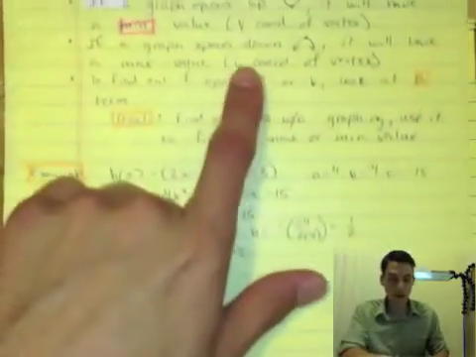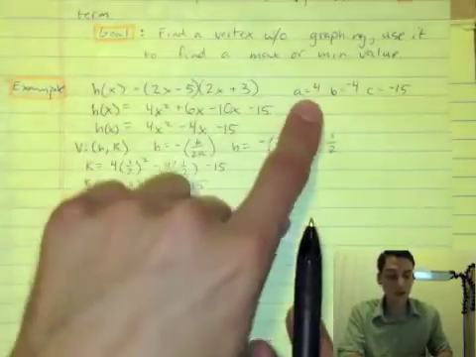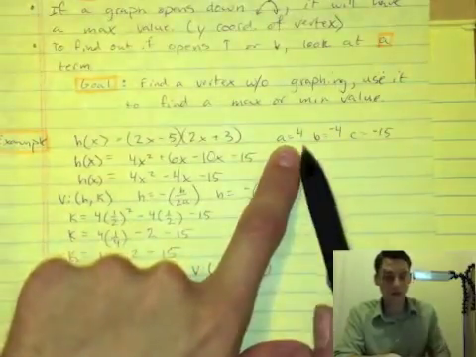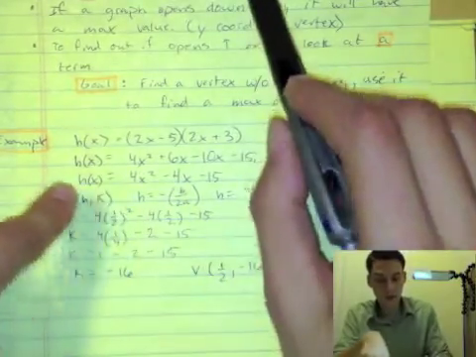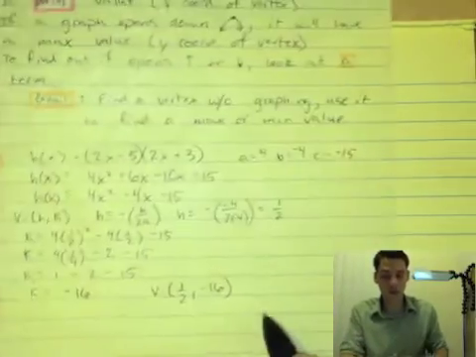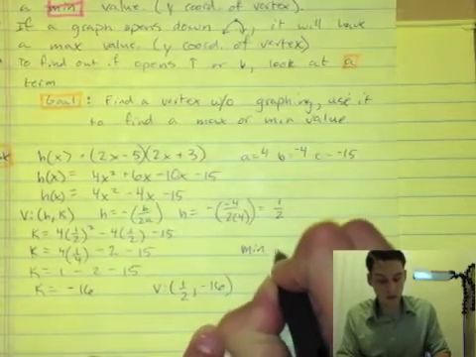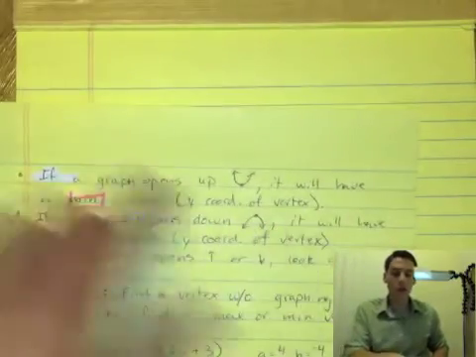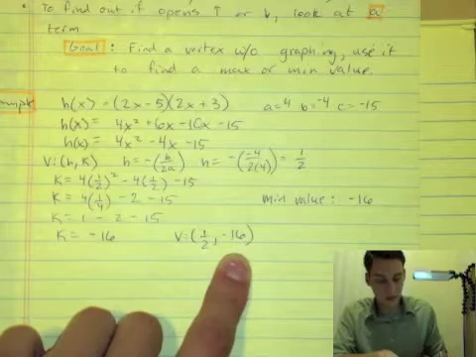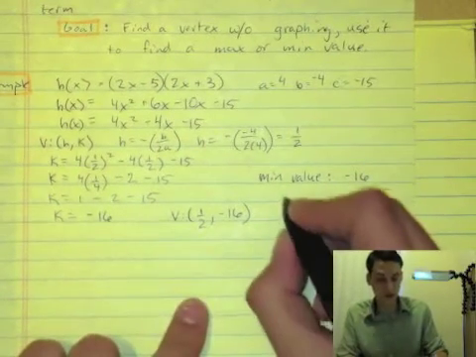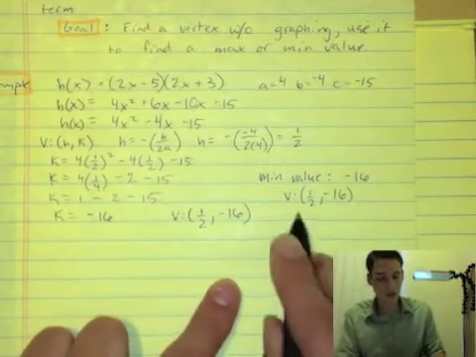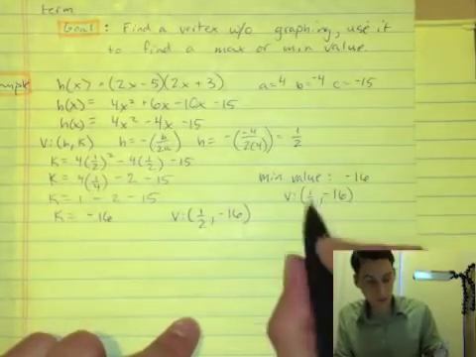which means, as the note says up here, well, first of all, a was positive, so this opens upwards, which means we will have a minimum value. So our minimum value is the y-coordinate of the vertex. And we found the vertex. So our minimum value is negative 16, and vertex. I think your problems will ask you to state the vertex as well. So 1/2 comma negative 16.